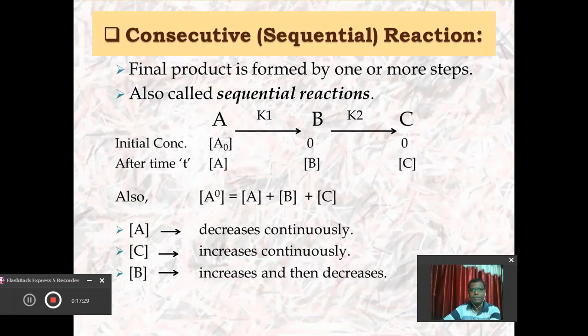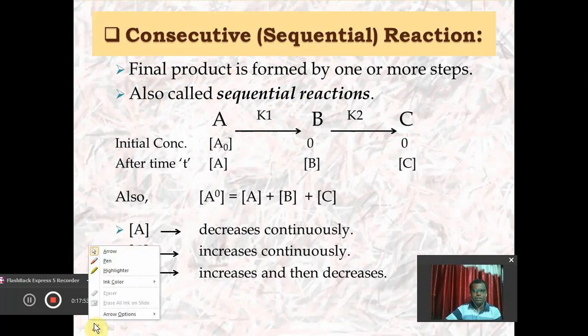The second type of complex reaction that we can discuss here is called a consecutive reaction, which is also called a sequential reaction. The word consecutive itself indicates sequence, one after another. This type of complex reaction consists of a number of steps or a sequence, and in this type of reaction the final product is formed.